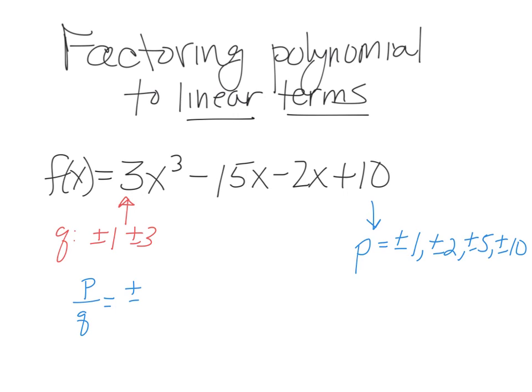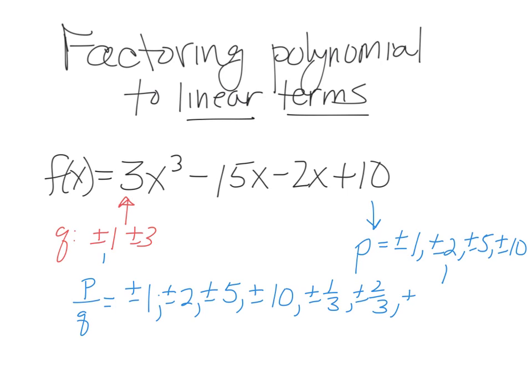It could be plus or minus 1 over 1, which is just 1. So I'll just write it as 1. It could be plus or minus 2 over 1, so that would be plus or minus 2. It could be plus or minus 5 over 1, so that would be plus or minus 5. It could be plus or minus 10 over 1. Then it could be plus or minus 1 over 3. It could be plus or minus 2 over 3. It could be plus or minus 5 over 3, or plus or minus 10 over 3. Those are the potential rational roots.